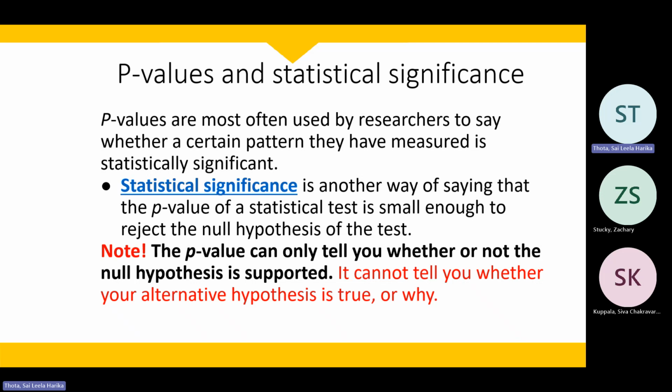So, p-values and statistical significance. P-values are most often used by researchers to say whether a certain pattern they have measured is statistically significant. As we are accepting or rejecting the null based upon p-values, the p-values are most significant.